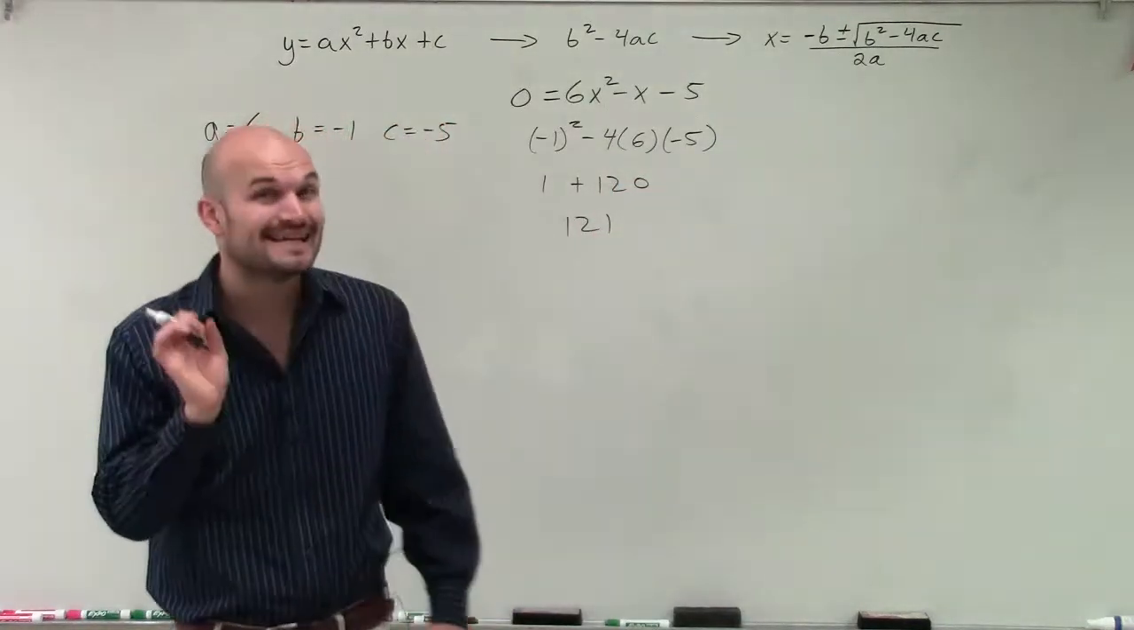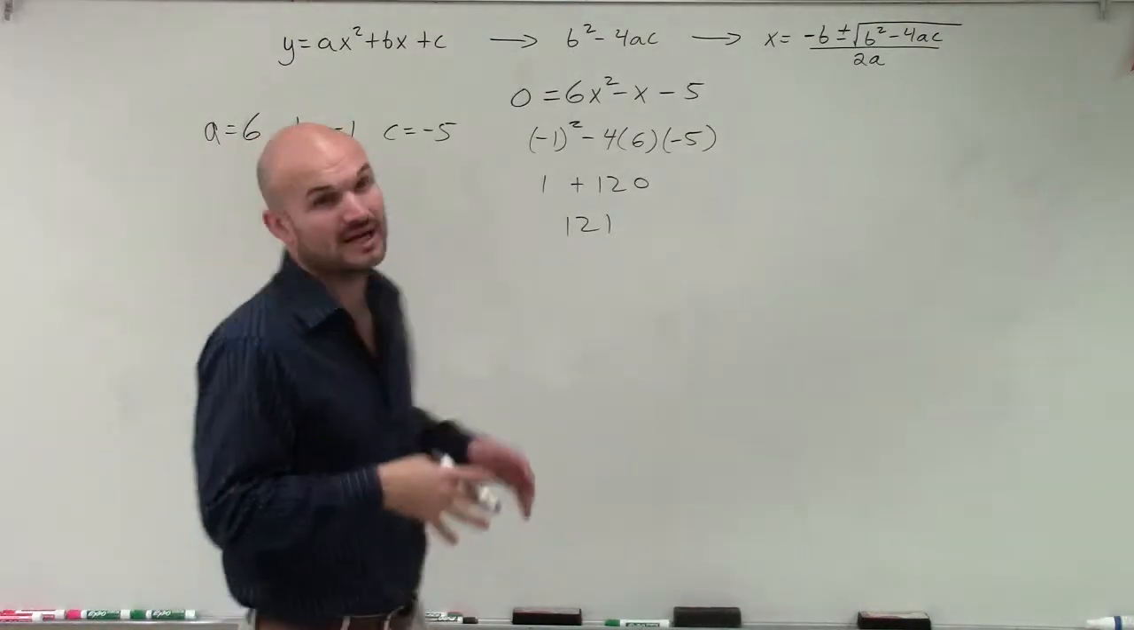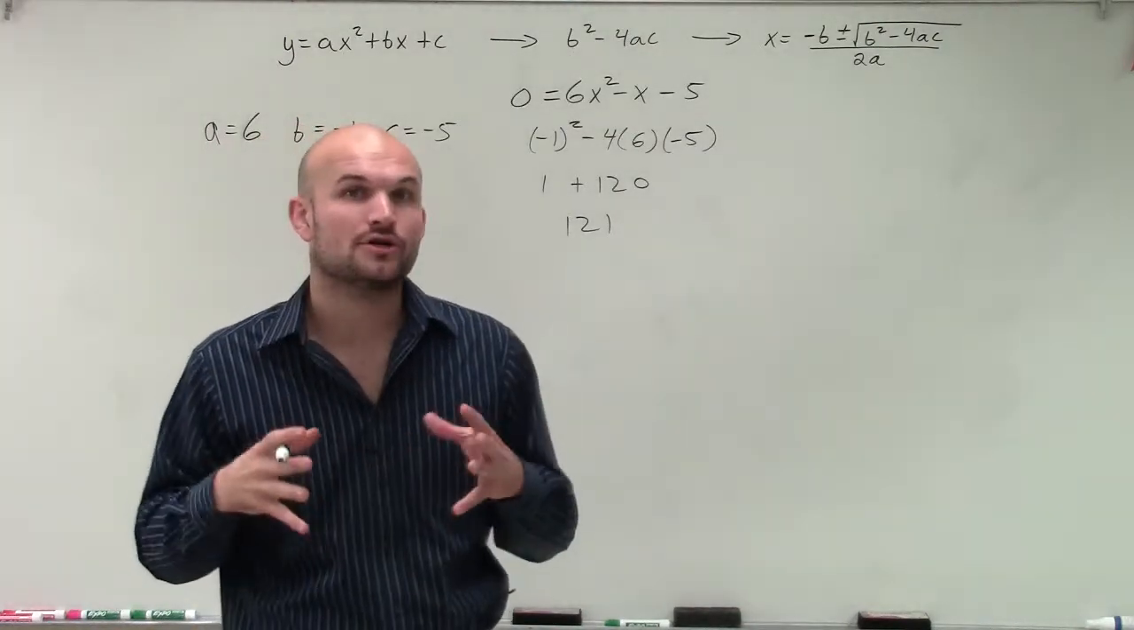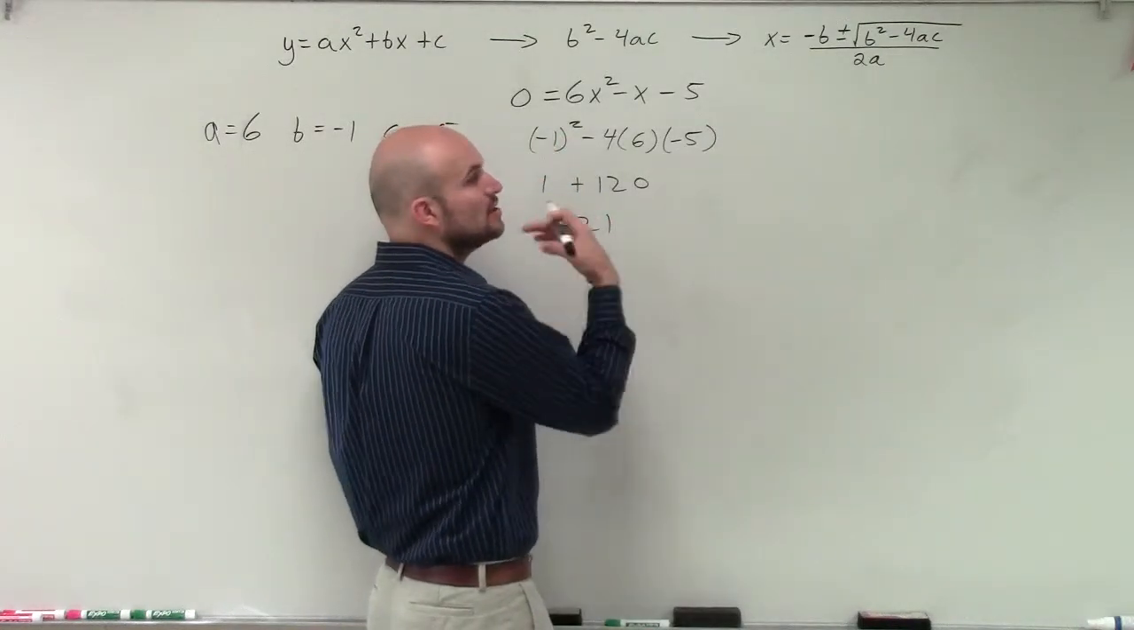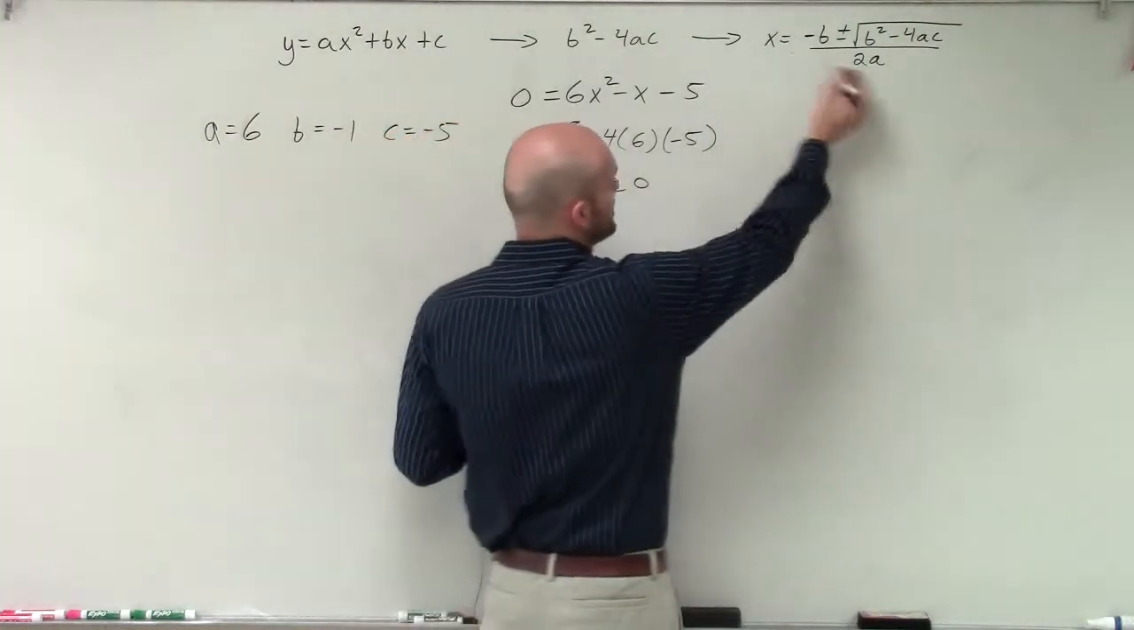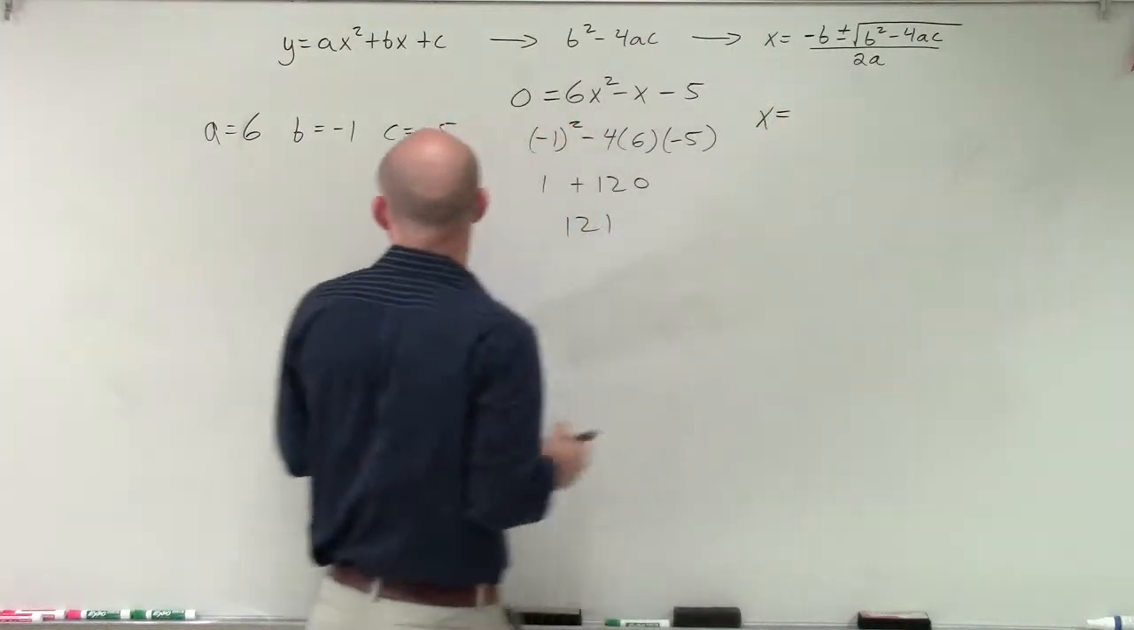Now, 121 is a square number. So therefore, we're going to have two real rational roots. And I'll show you why, because this is a square number, how that gives us two real rational roots. So let's go and plug in the rest of the numbers that we have for our quadratic formula.